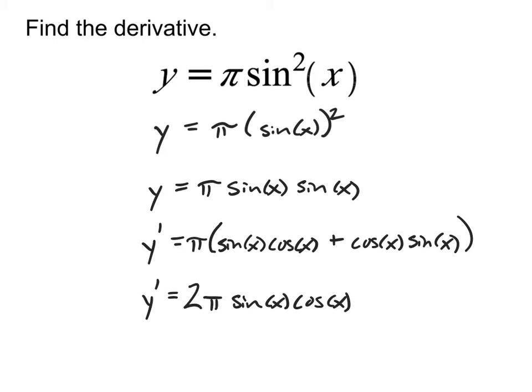cosine x. Now there's nothing magical about writing the sine then cosine. If you wrote it as 2 pi cosine x times sine of x, it's also fine. But this is then our final answer. And notice that this is not the same as just having taken the derivative of the sine here and turned it into y prime equals pi cosine squared x. Notice it doesn't actually equal the same thing.